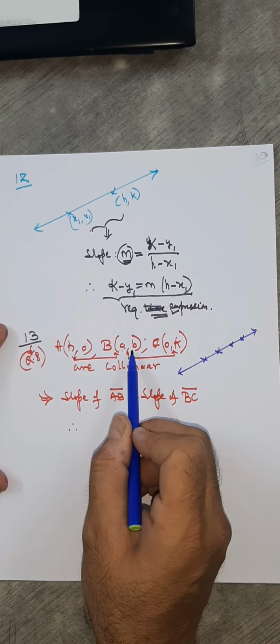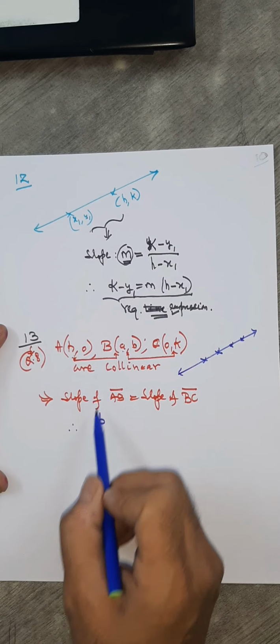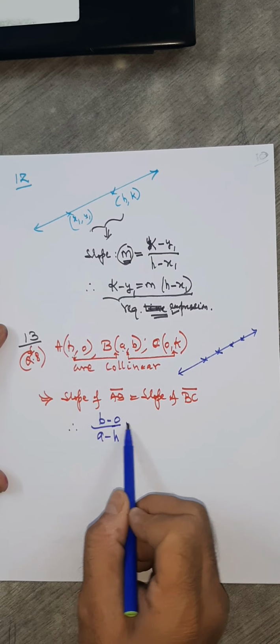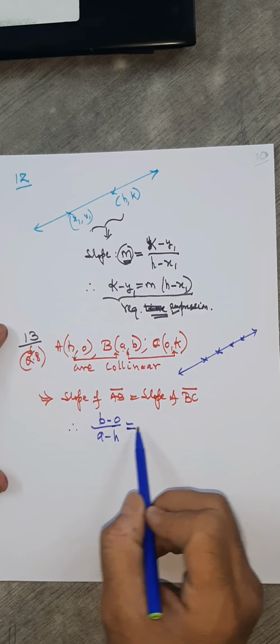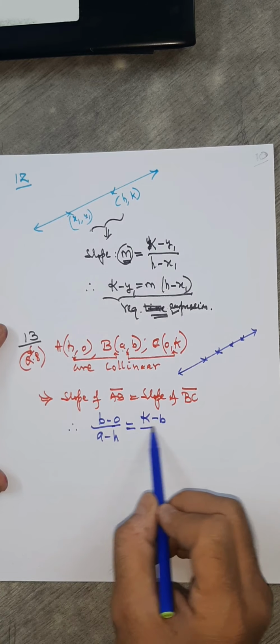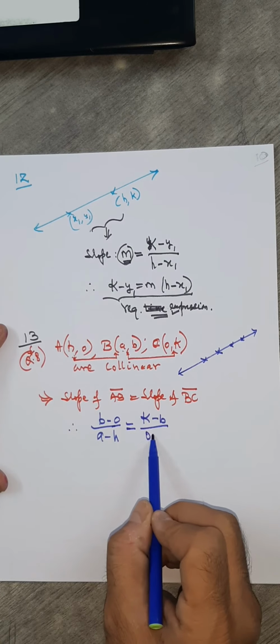Okay, what's the slope of AB? B minus 0 upon A minus H. What about the slope of BC? K minus B upon 0 minus A. Okay.